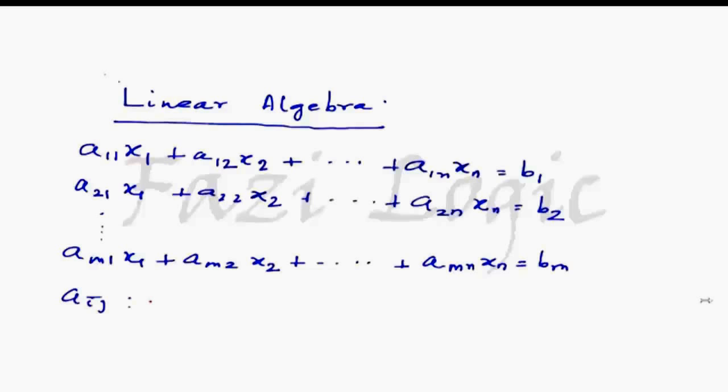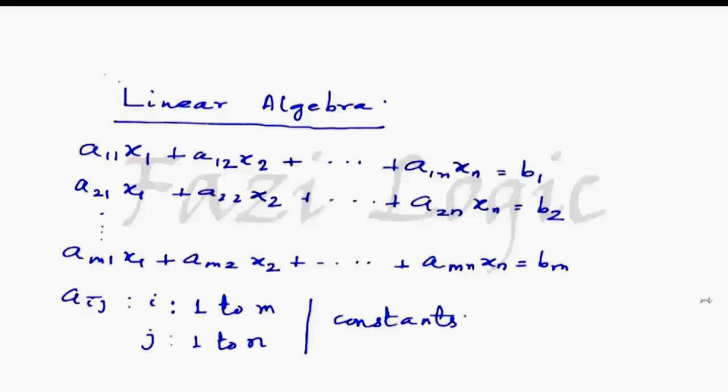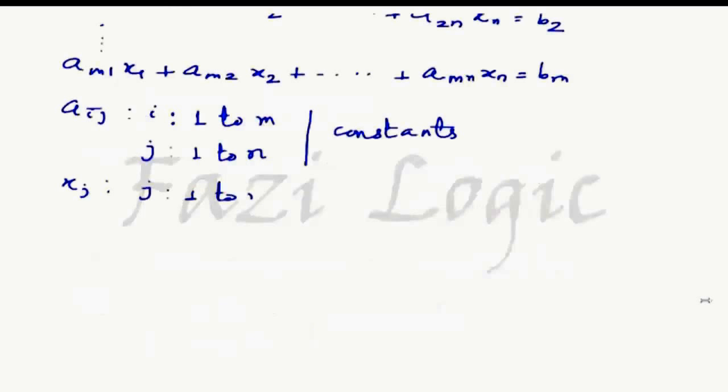where i varies from 1 to m and j varies from 1 to n, are constants. And xj, j varying from 1 to n, are variables. The study of this system of linear equations leads to the development of linear algebra.